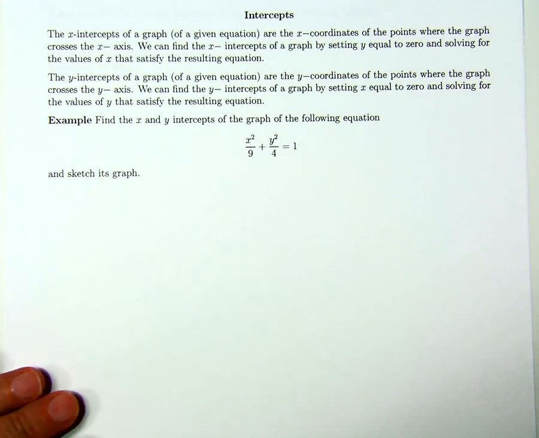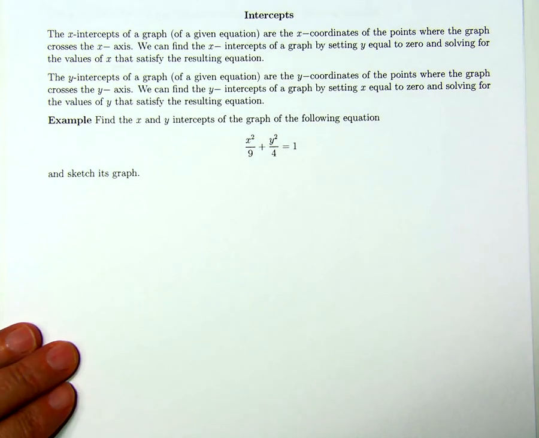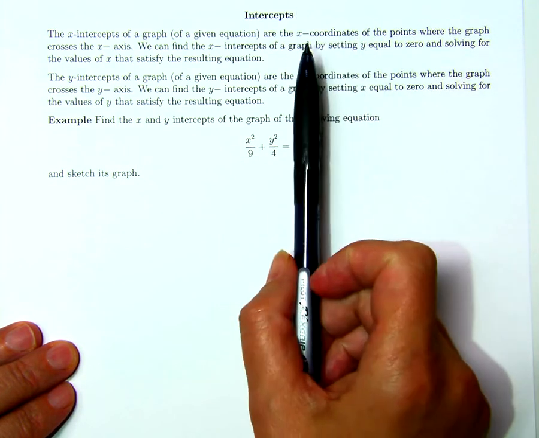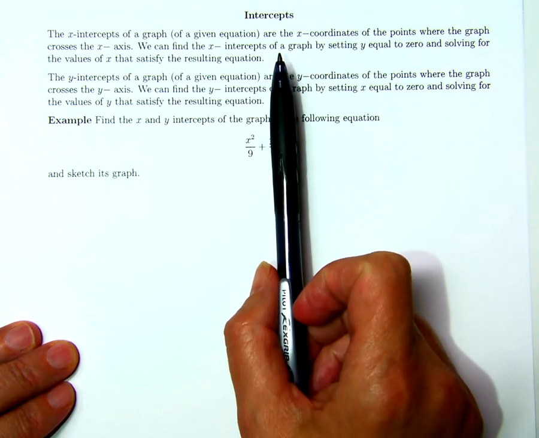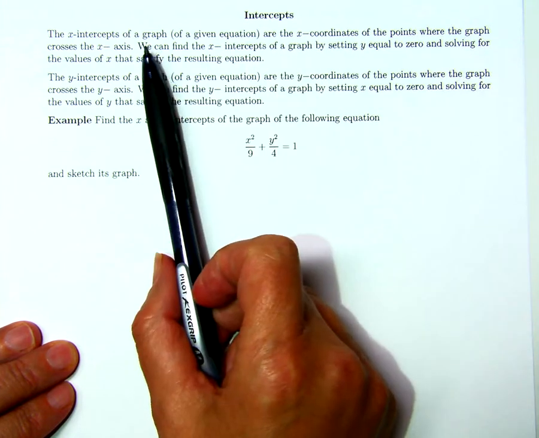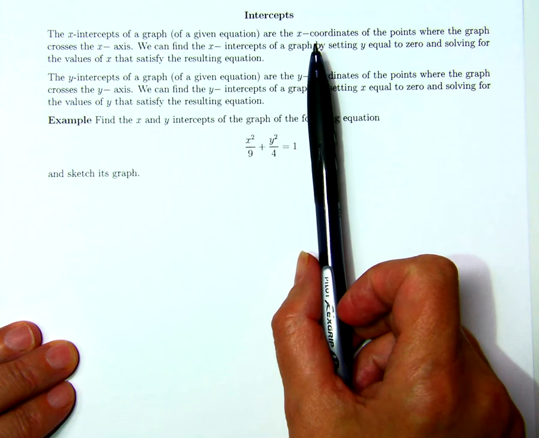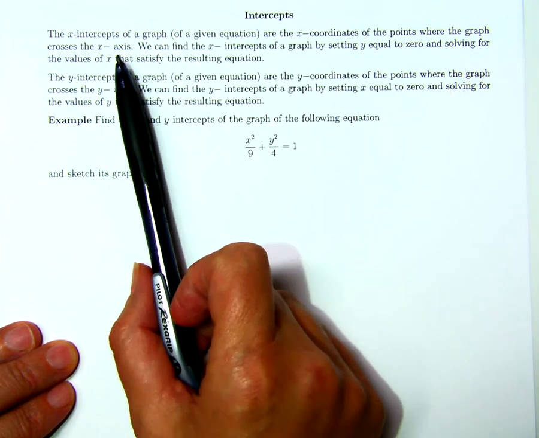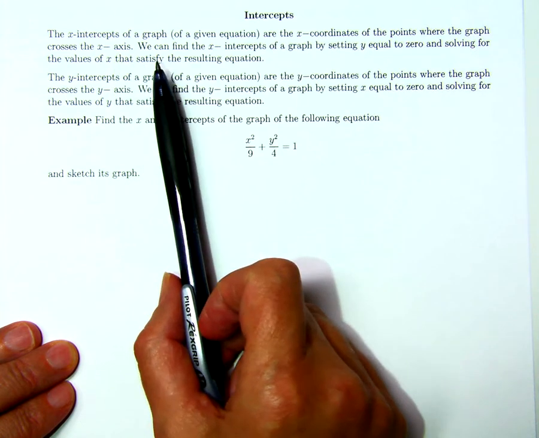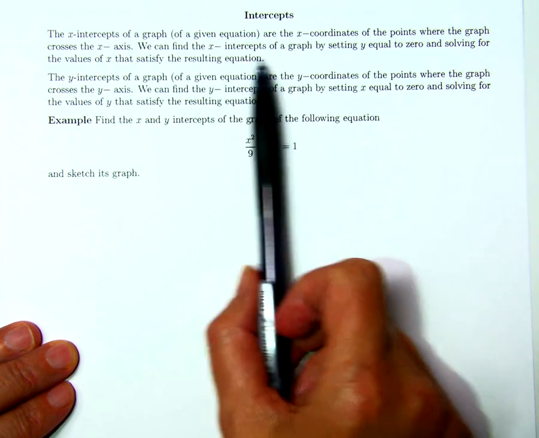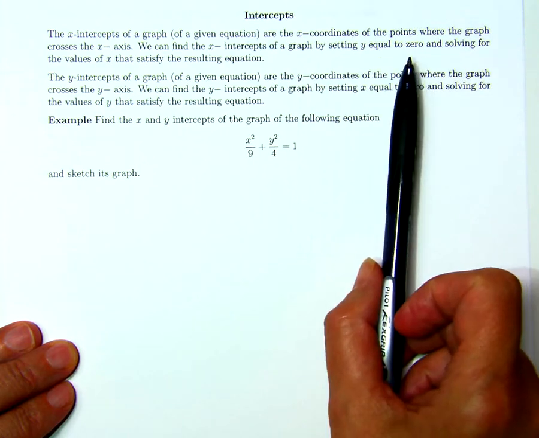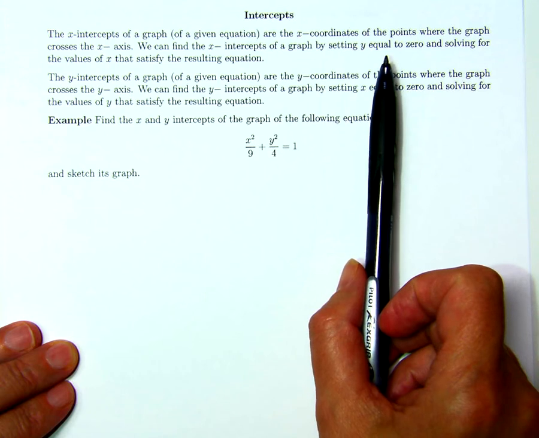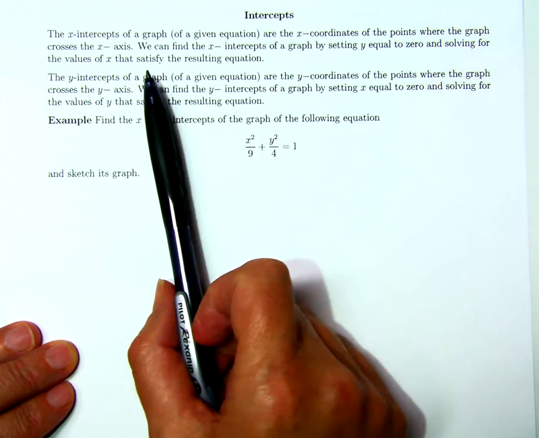We talked before about finding the intercepts of a graph, and these are the points where the graph cuts the axes, the x-axis or the y-axis. The x-intercepts of a graph are the x-coordinates of the points where the graph crosses the x-axis. There may be more than one, and we can find these x-intercepts by setting y equal to 0, because at these points y must be 0, and then solving for the values of x in the resulting equation.